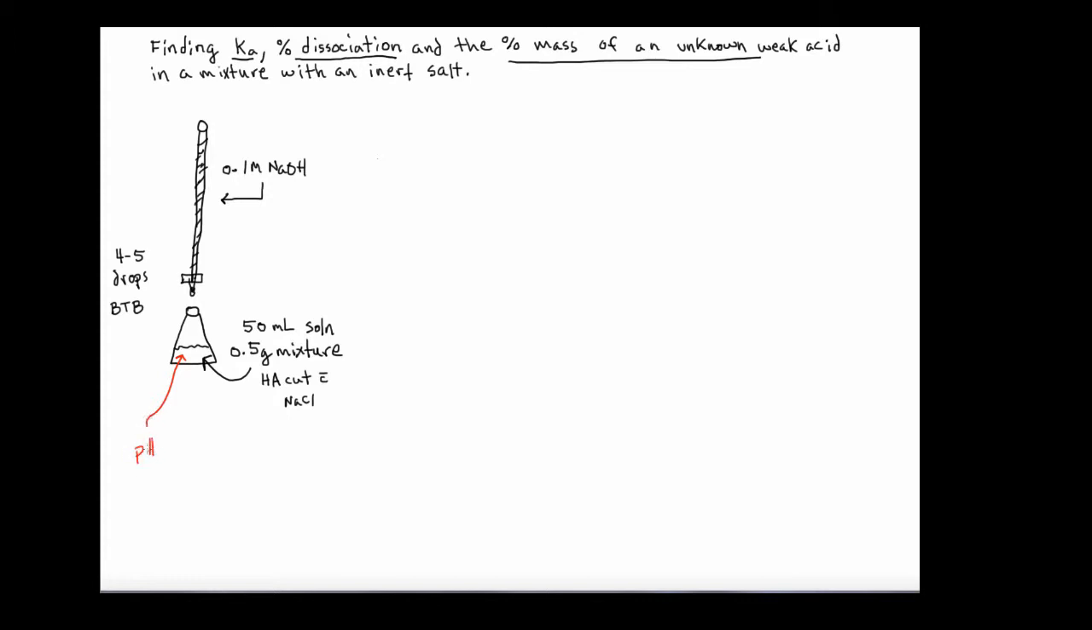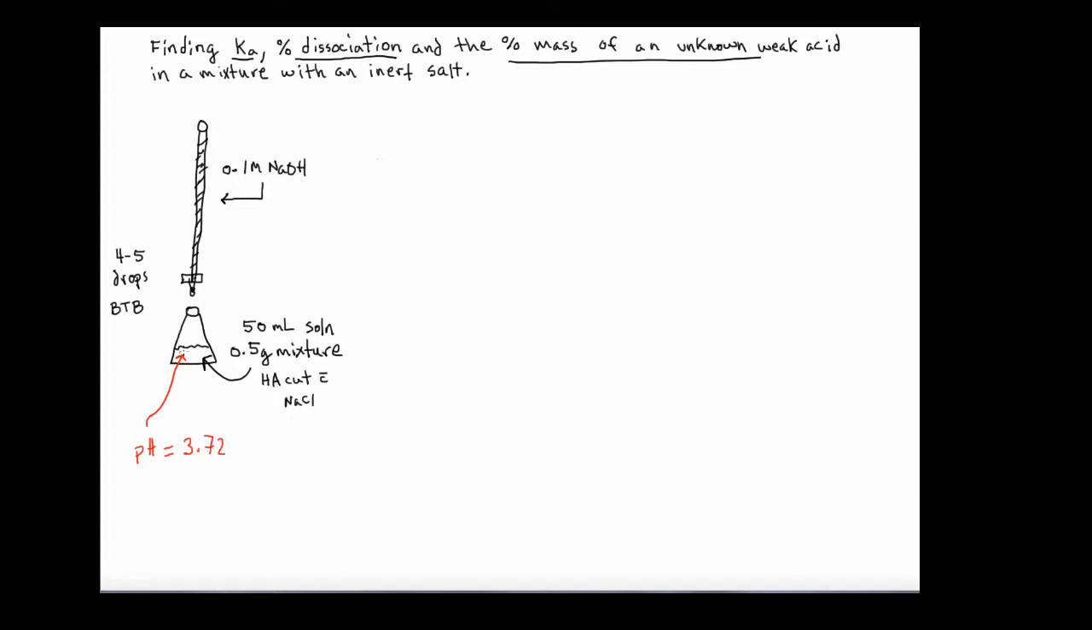In this scenario, what I did was take the pH of the solution after I took the salt that I massed out at a half a gram and dissolved it into the 50 mL. Then I took the pH, and the pH of the solution is 3.72.